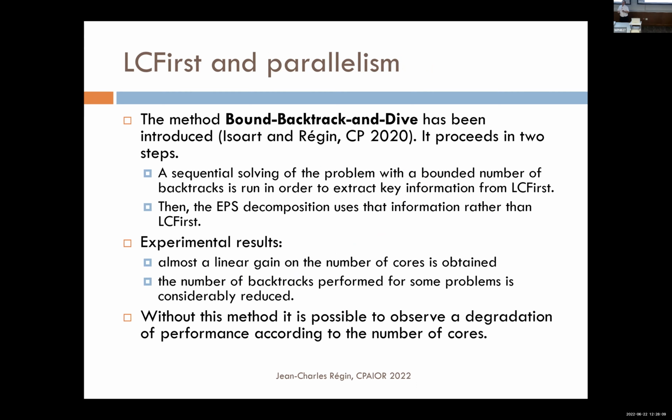We don't need to be exact, we just need to have a kind of idea of what LC search will do. And so we are going to use that during the decomposition of EPS in order to have a better decomposition. Almost a linear gain on the number of cores is obtained. The number of backtracks performed is considerably reduced. Without this method, it's possible to observe a degradation of performance according to the number of cores. Don't worry, you will see that even with this method, we can also observe a degradation of performance. And we are going to see that in a few minutes.